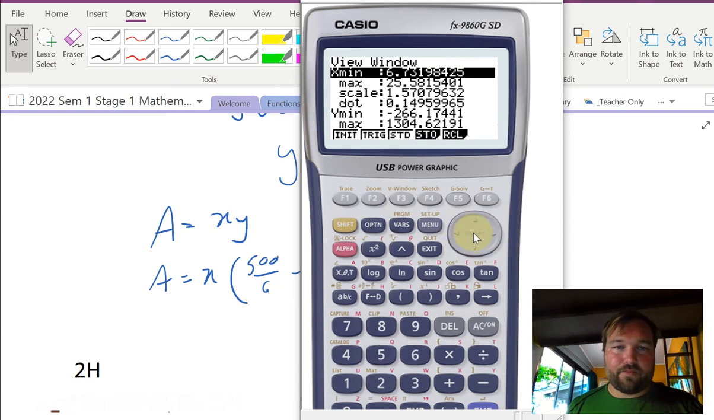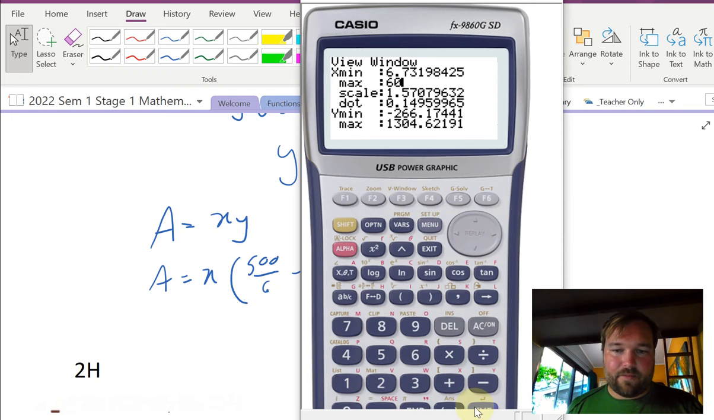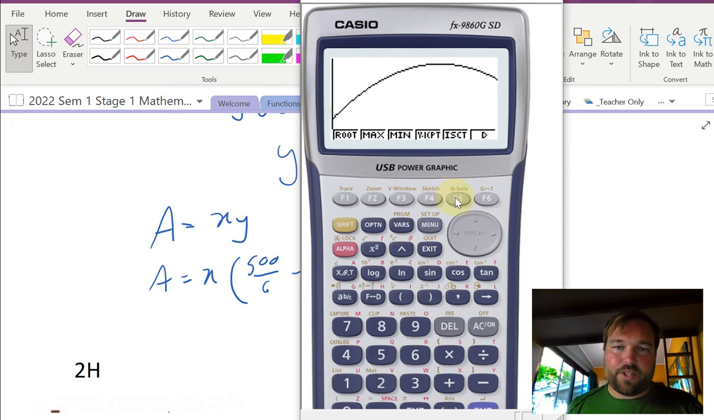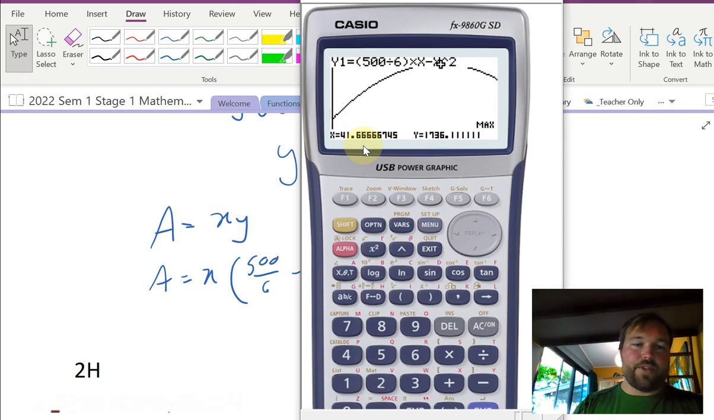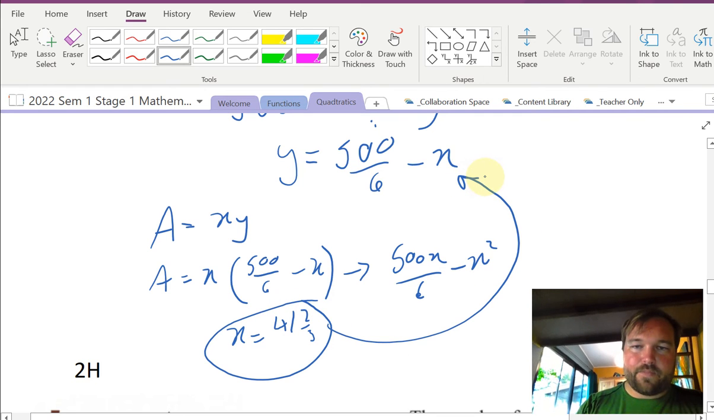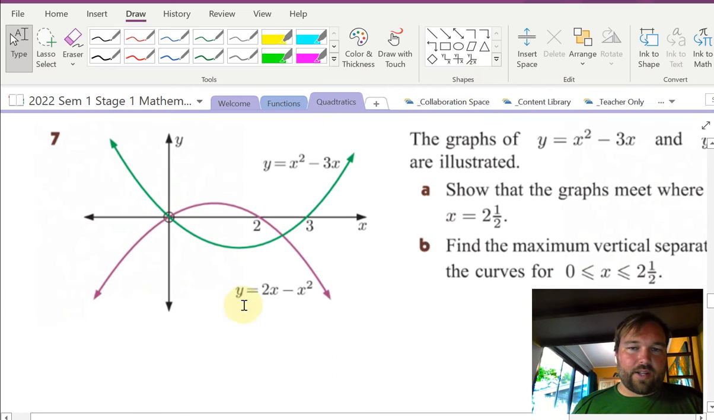View window, right, x needs to go to at least like 60, and y can probably go a little higher and higher to 1500. Nearly got it. Resolve max. So our x value is 41 2/3. And then we would sub that into there to find the y value. All good. Alrighty, question 7.